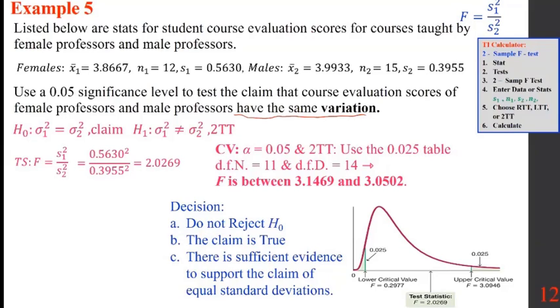The claim that course eval scores of female professors and male professors have the same range. You can write that down. Now, I want to discuss the p-value, and that would be the area to the right of the test statistic. And if you want to go with the two-tailed test, you have to multiply it by 2. So as far as the test statistic goes, we got this number.